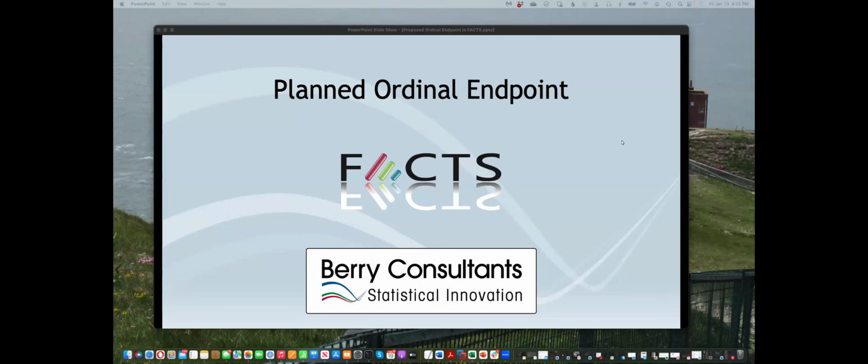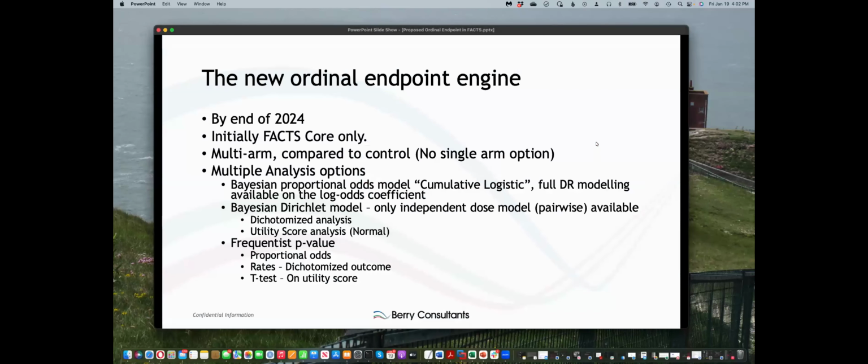In this webinar, we're going to show off some work in progress. We're going to look at our plans for developing an ordinal endpoint version of FACS Core. The intention is that this will be released by the end of this year, hopefully a little earlier. Initially, this will be in FACS Core only. That is to say, it will be there for simulating in the part of FACS where we simulate multi-arm trials with a comparison to control.